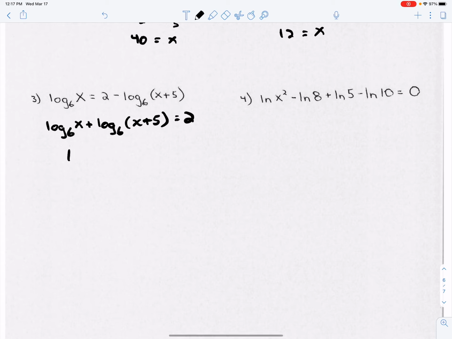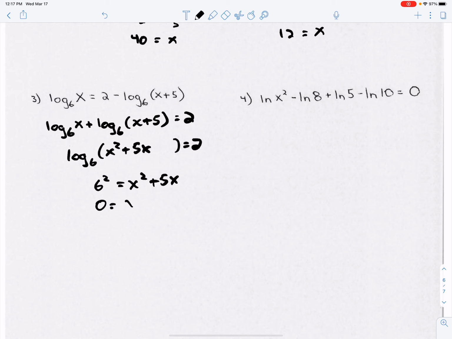Okay, then I'm going to simplify with the log rules. So that's going to give us x. I'm going to multiply the x and the x plus 5, x squared plus 5x. Now let's change the form. Okay, now this is just a quadratic equation, so we'll set it equal to 0.